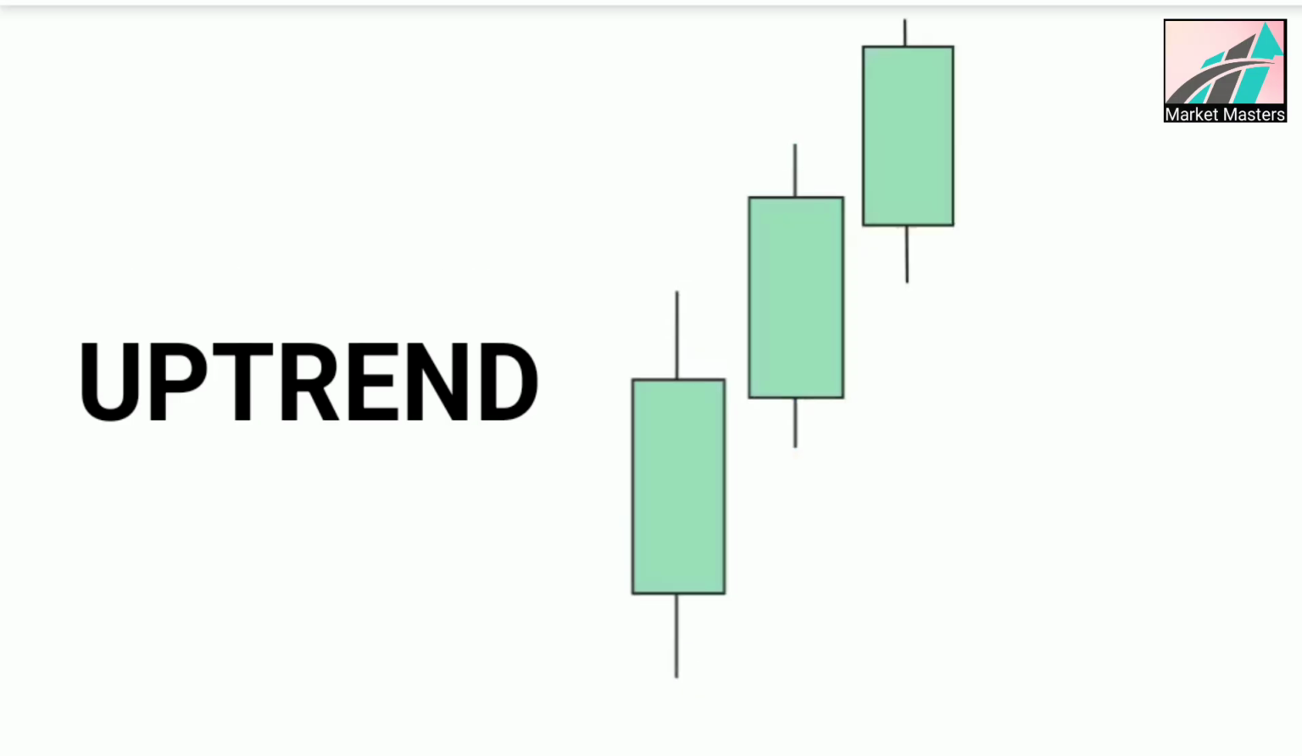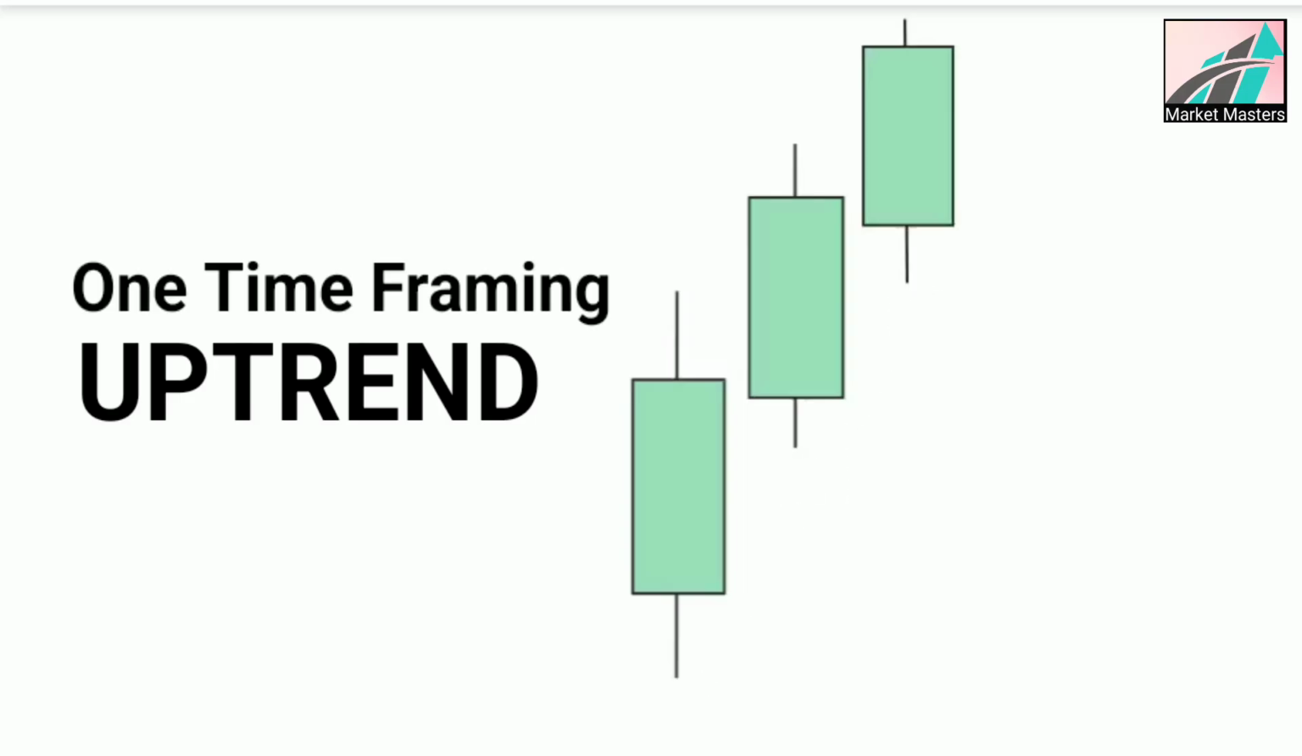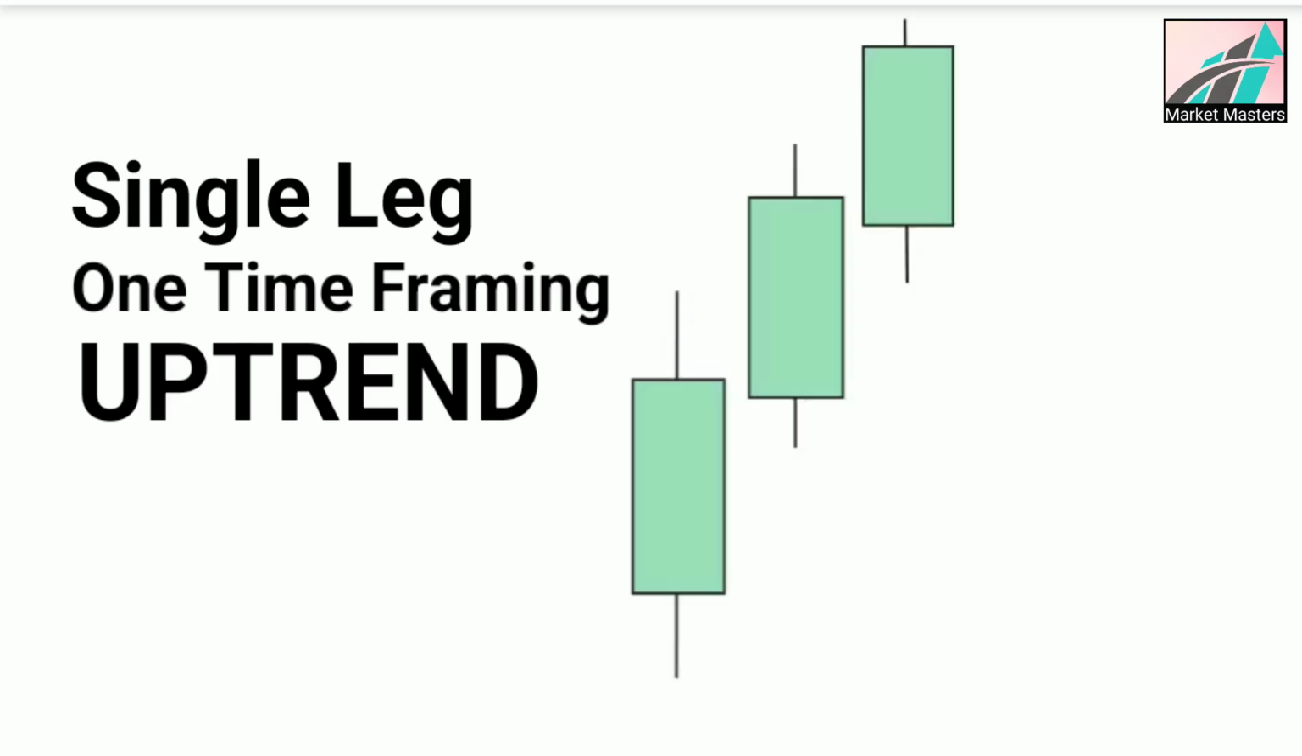The uptrend continues. Each and every low is consistently higher than the previous low. This is known as one-time framing. We consider this kind of steady uptrend as a single leg move, where the price rises without any pullback.